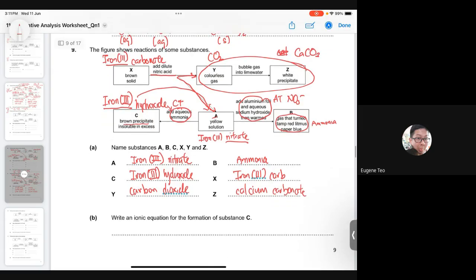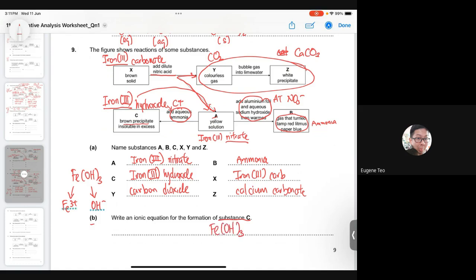Okay, so let's look at part B here. Write an equation for substance C. Substance C is iron 3 hydroxide, which is Fe(OH)3. So this consists of Fe3+, this consists of OH-. So I write the ionic equation here.